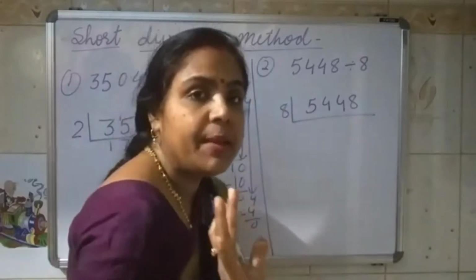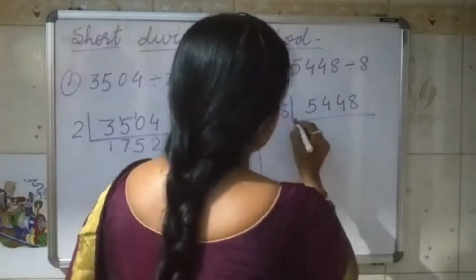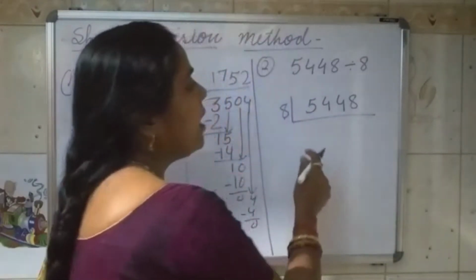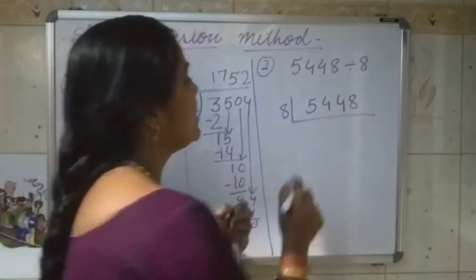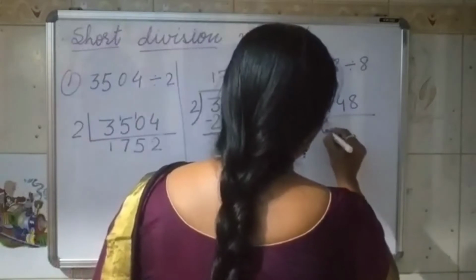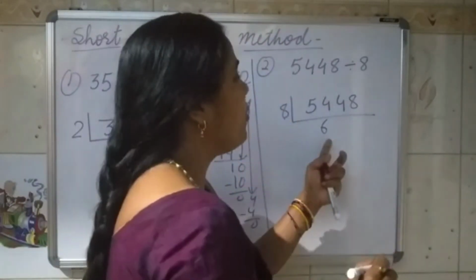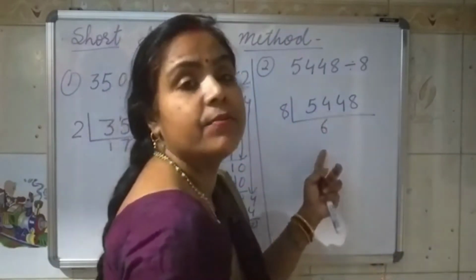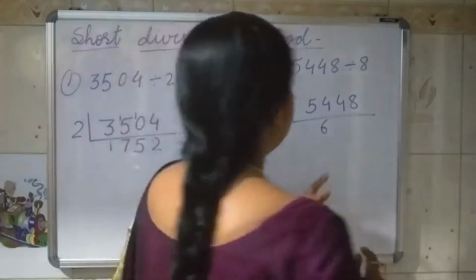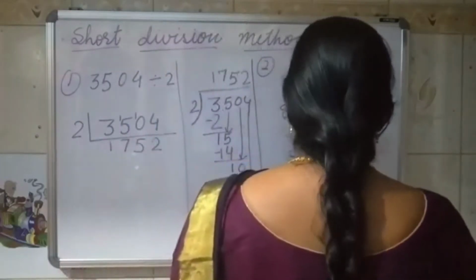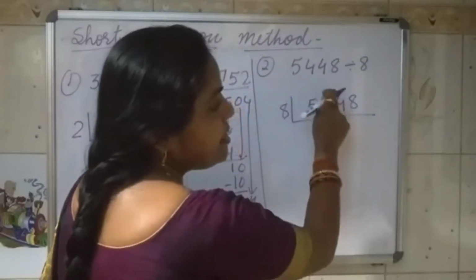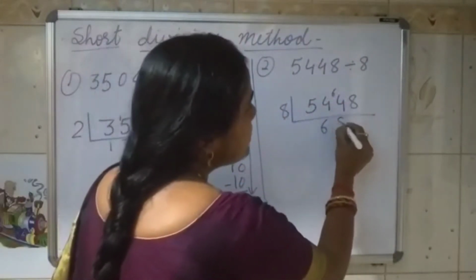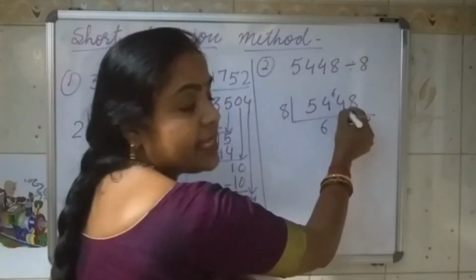Now you know the table of 8. So how many times will it go? 6 times. 8 sixes are 48. 54 minus 48 will be 6. 6 will come here above this. 64. Now 8 eights are 64. 64 minus 64 is 0.